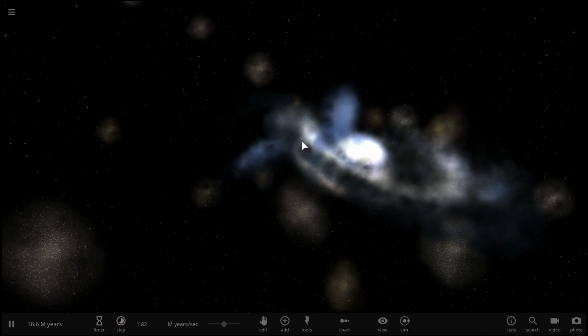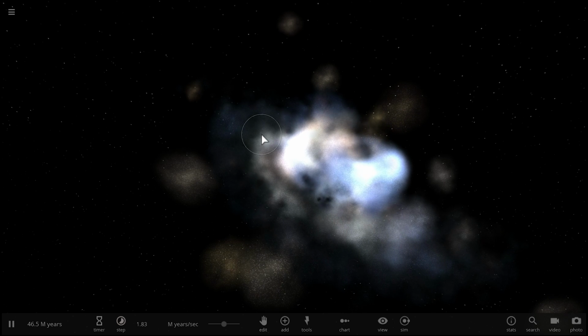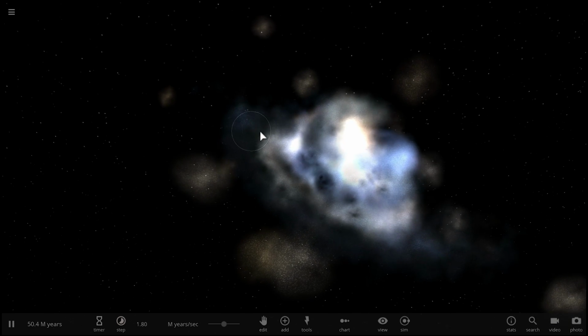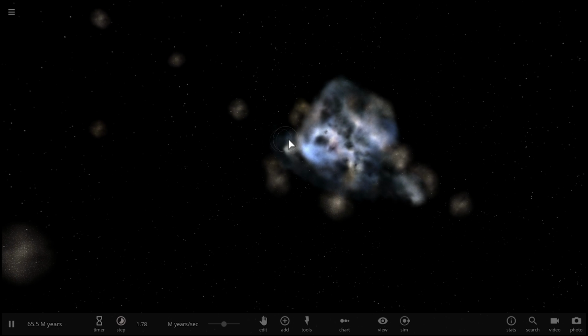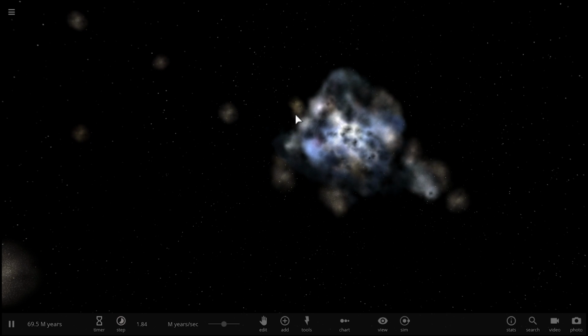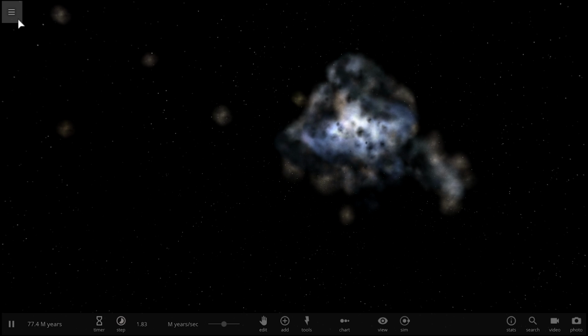So this is a simulation of what will happen about 4 billion years from now. These two galaxies will combine into one large mega galaxy. And this is what we believe based on the observations of the motion of Andromeda toward us. It's basically moving toward us relatively fast.